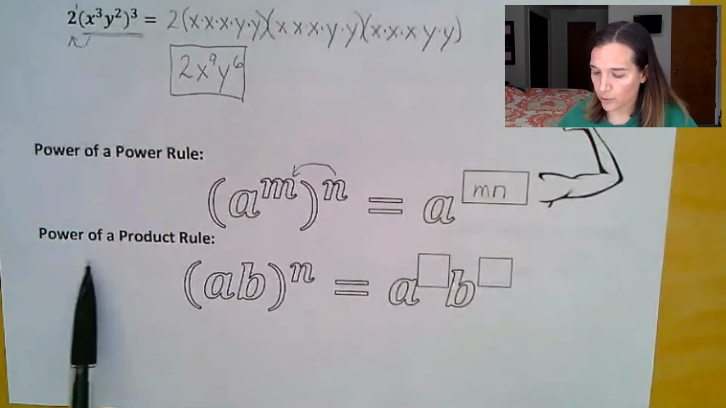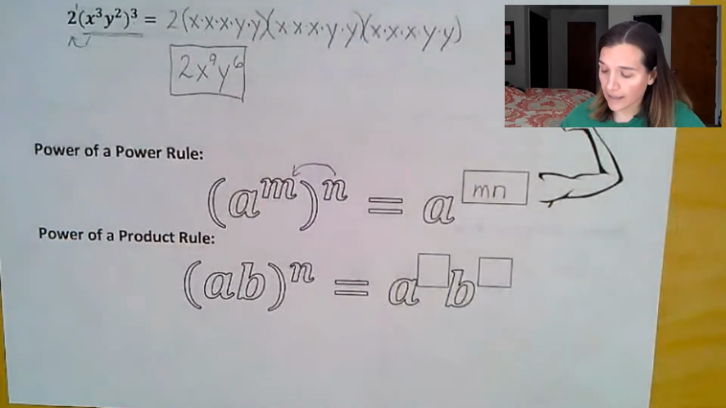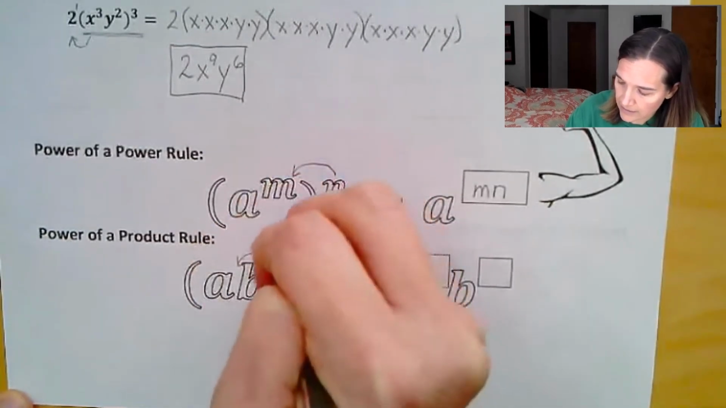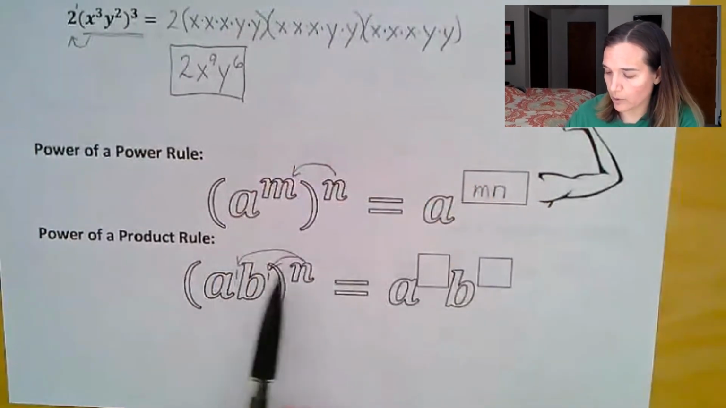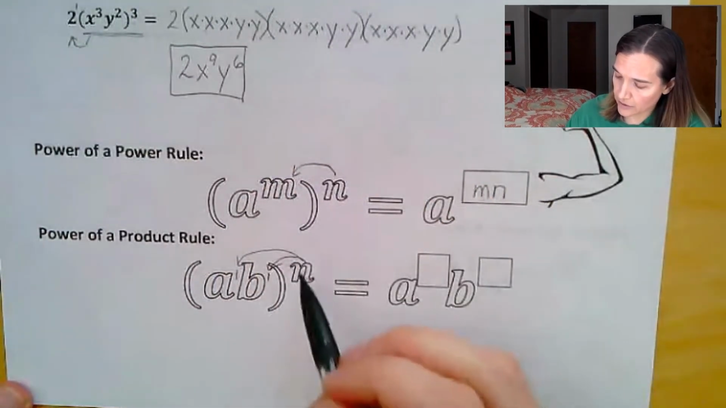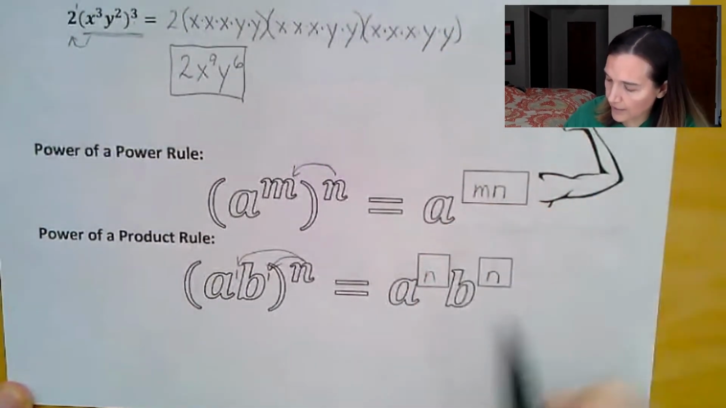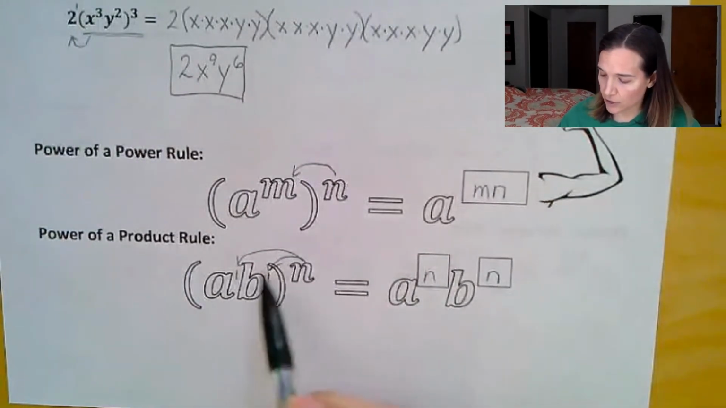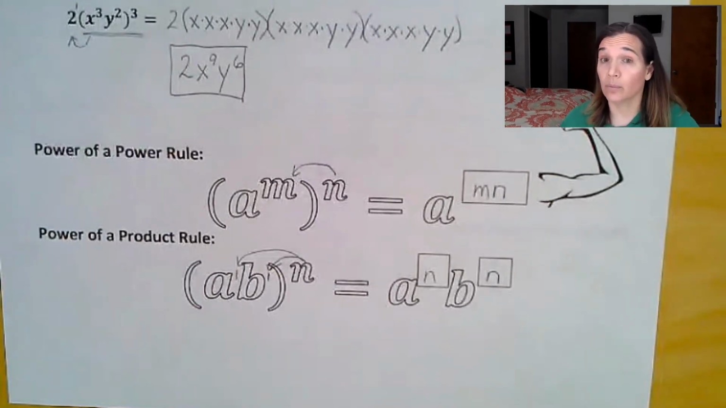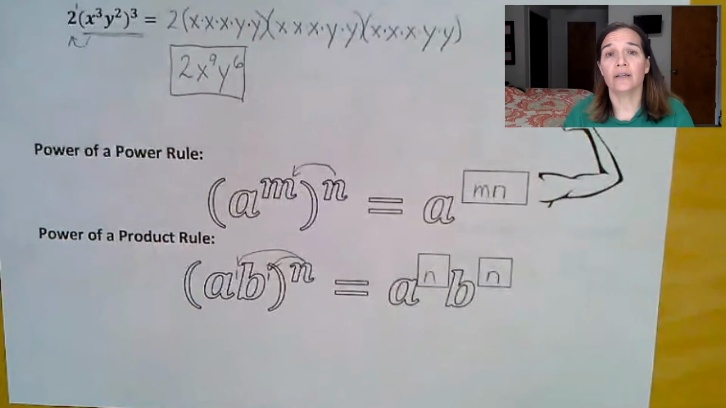And then this also leads us to the power of a product rule. If there are multiple bases inside the parentheses, then everything gets taken to that nth power. If we consider a being to the first power and b being to the first power, and we multiply that by n, we get a to the 1 times n is n, and here 1 times n is n. We get a to the nth power times b to the nth power. And again, that n gets distributed to each and every variable or number in there, because that's the rule for power of a product.